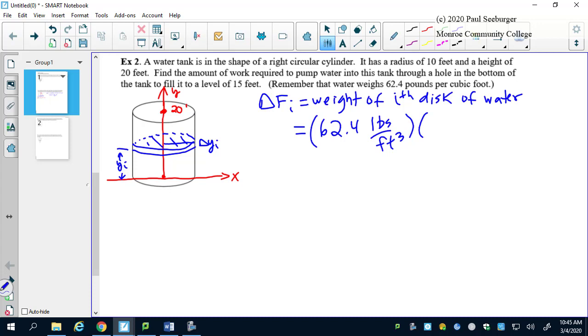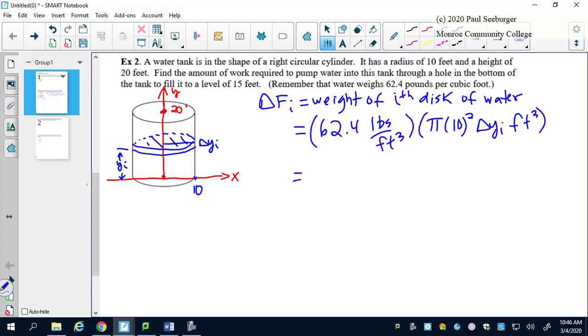10 feet. Okay, this happens to be at 10 here. It's constant, so that's cool. Pi r squared, so pi times 10 squared, the area of the base, times the thickness, delta y sub I, and that's going to be in cubic feet. So this time we don't need to have a formula to convert the x to y. Most of the other time we will.